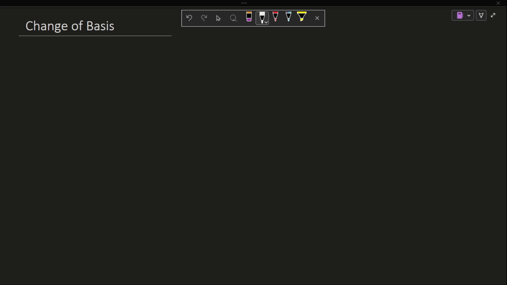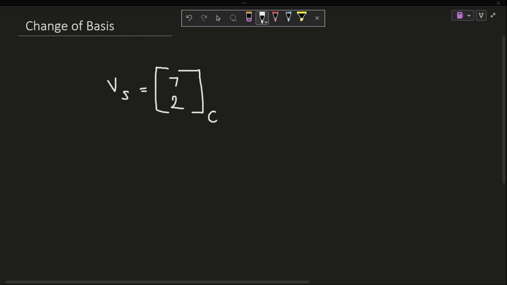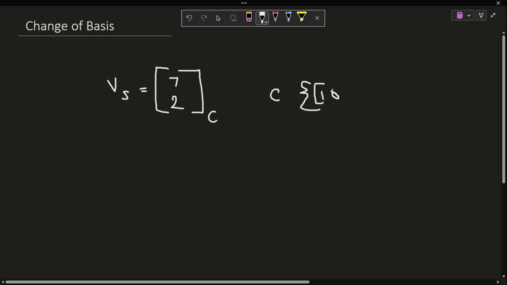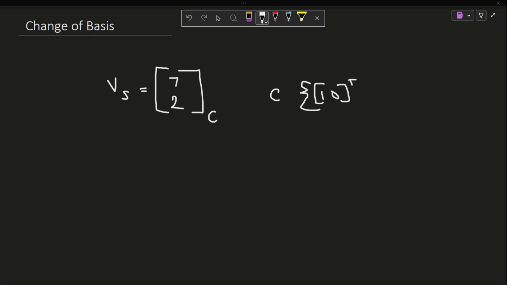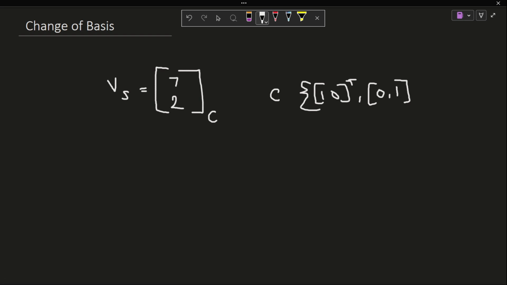And so let's say that we have some vector. Okay, so like v with respect to c is our vector, and that's something like 7, 2, and this is with respect to basis C. And so C is going to be our standard basis. That's (1, 0) and then (0, 1) for the set of all real n-tuples.